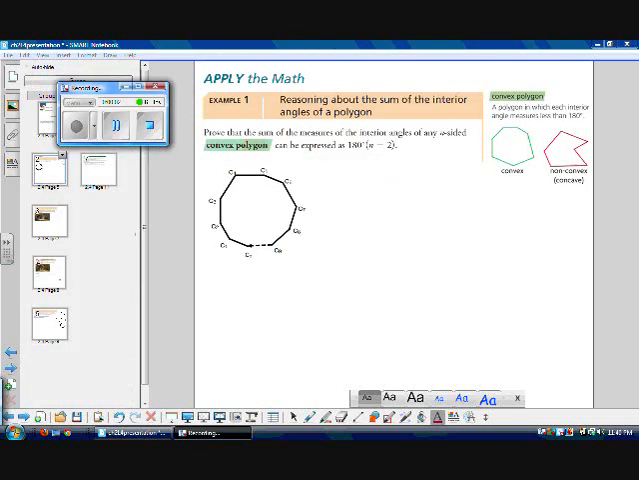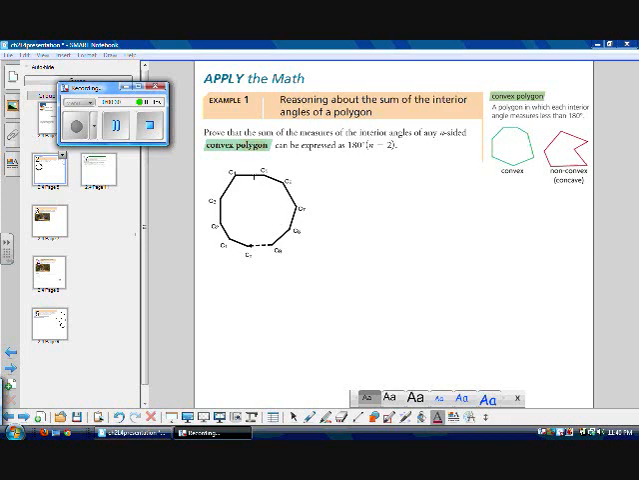Example 1 states that we need to prove the sum of the measures of the interior angles of any n-sided convex polygon. A convex polygon is a polygon in which the interior angles measure less than 180 degrees. So all of these inside angles are less than 180 degrees. But if we look at a non-convex polygon, we have an interior angle that is much more than 180 degrees. It's more than a line.